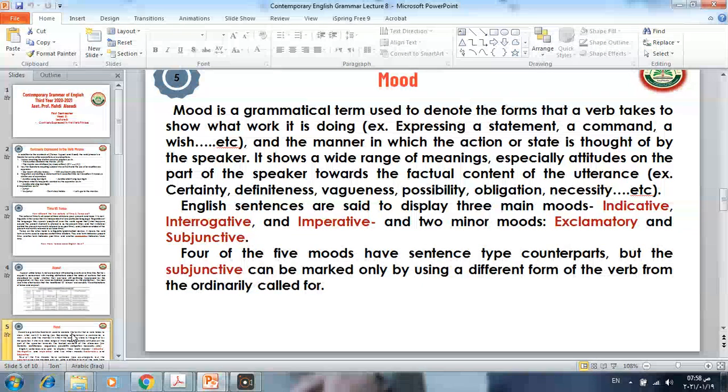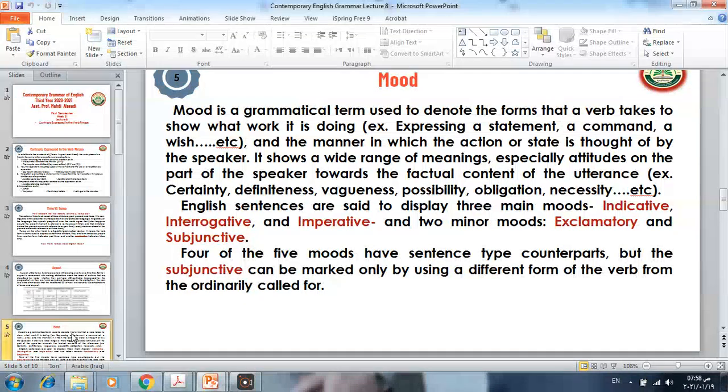How does the speaker think about the action or the state? How does he look at the factual content of the utterance? Is he certain about what is going on, and is he telling something definite or something vague, something possible, something necessary, something that is obligatory, etc.? So it shows us the manner in which the speaker looks at the factual content of the proposition.